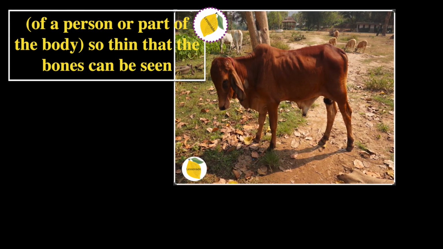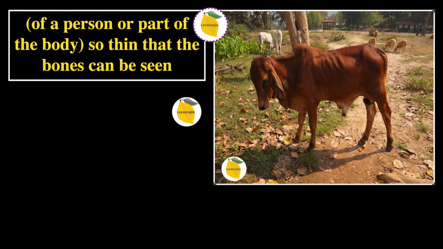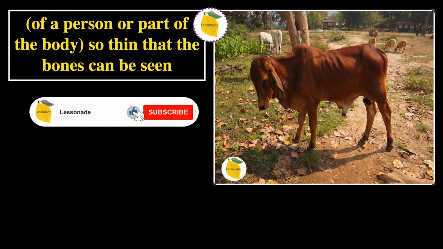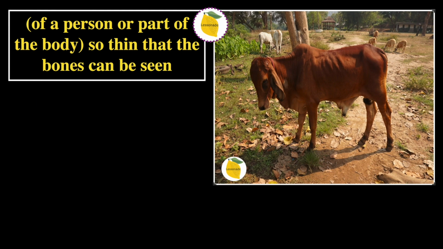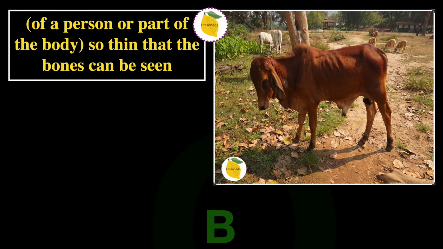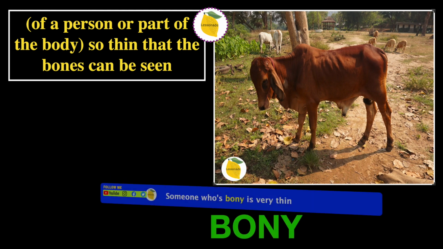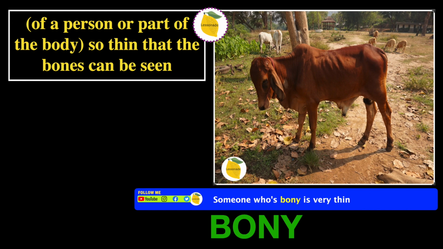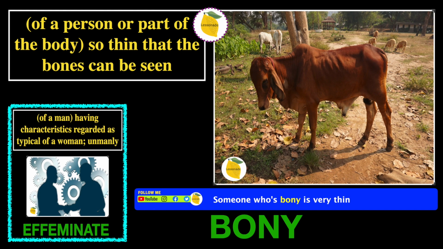The next one is of a person or part of the body so thin that the bones can be seen. And in this picture we can see a cow with a part of a body that is so thin that the bones can be seen. So the cow is really thin. And therefore the word will be bony. And the sentence for this word is, someone who's bony is very thin. And in this picture we can see a cow that is really thin. So before we go to the next one, let's try to recall the previous slide. And the previous slide is effeminate. Let's go on to the next one.